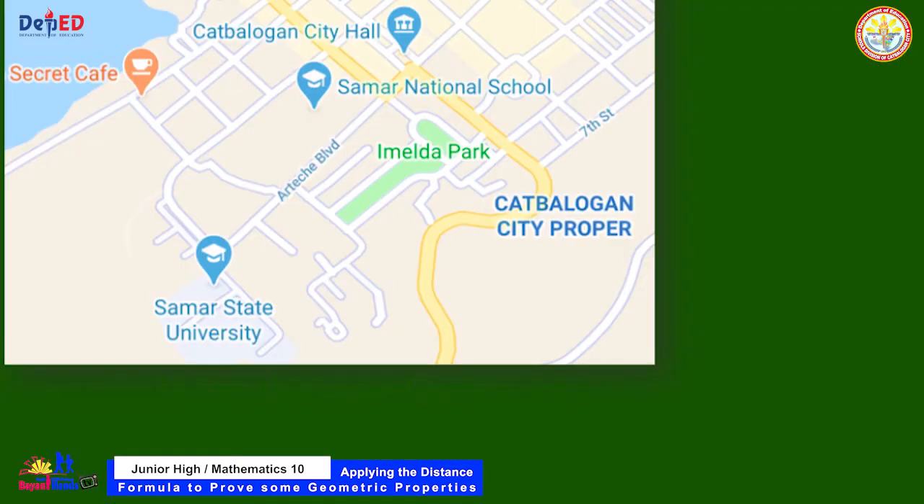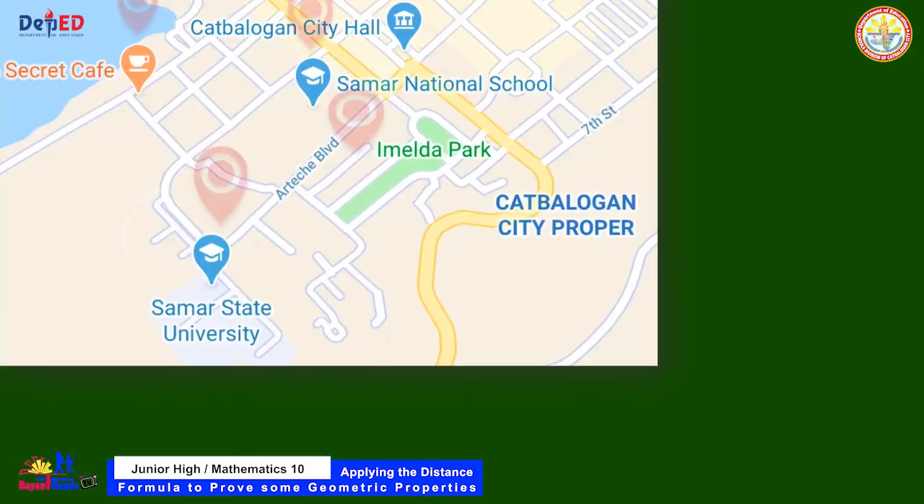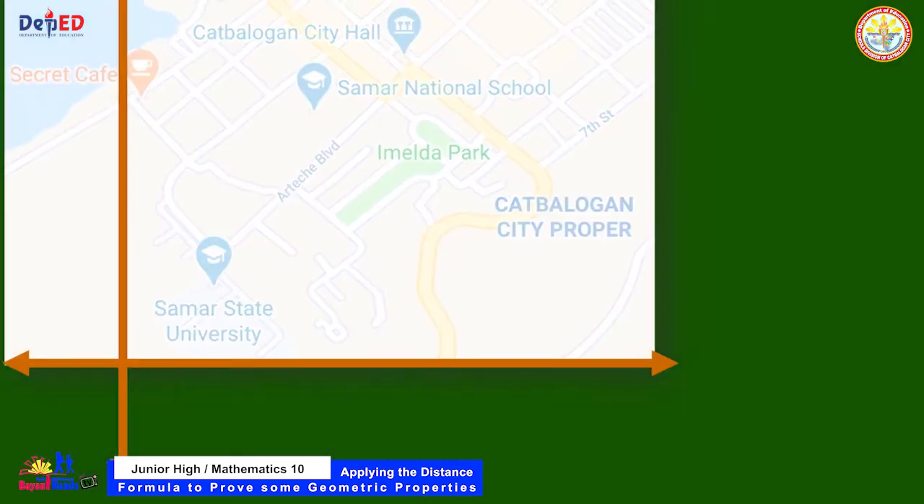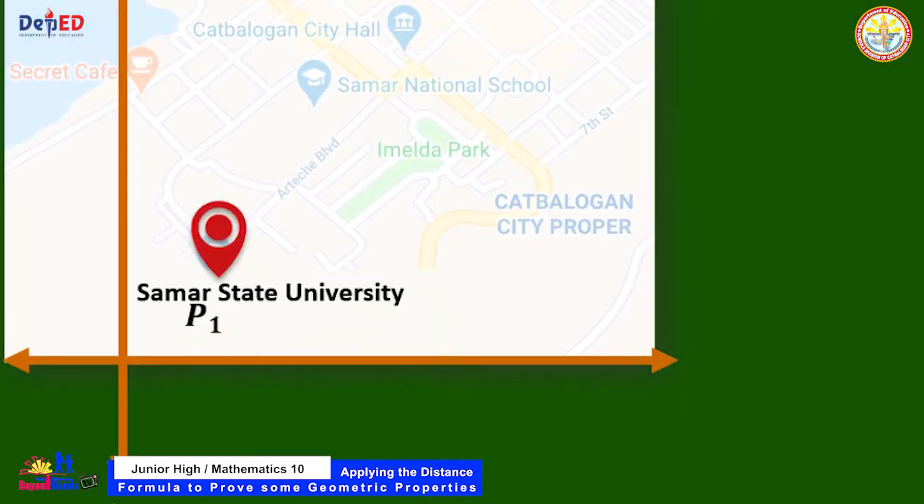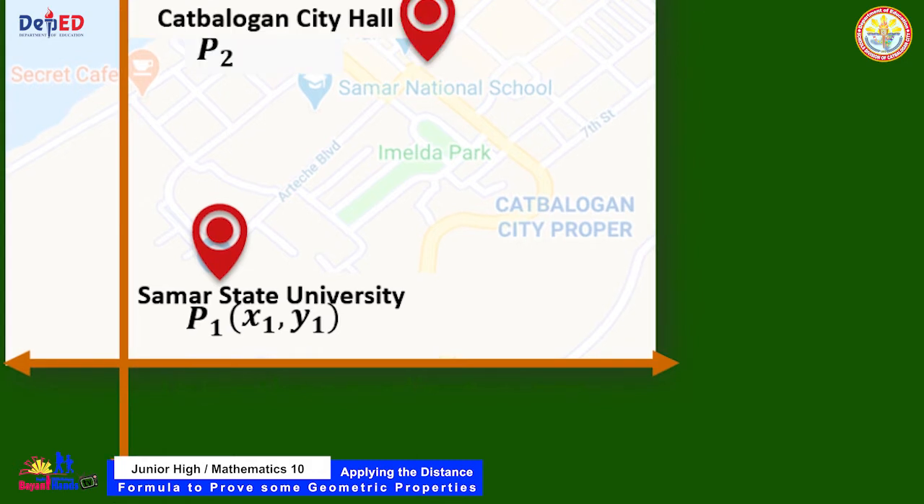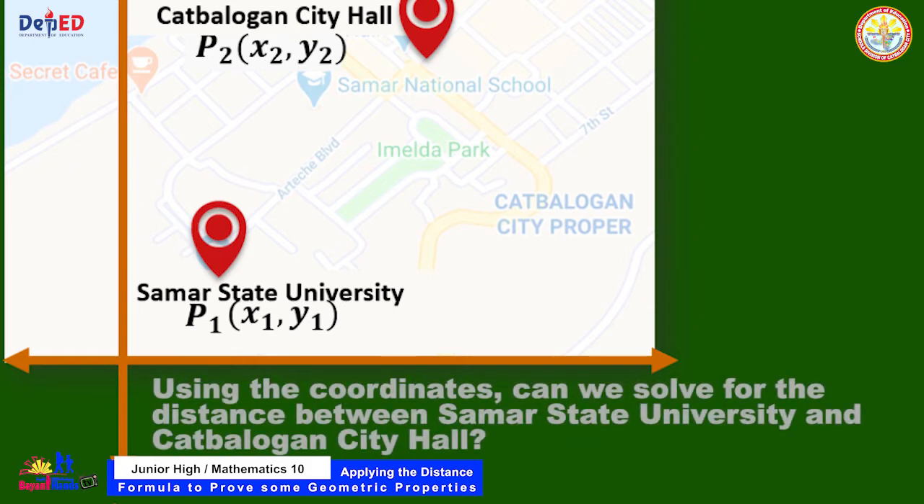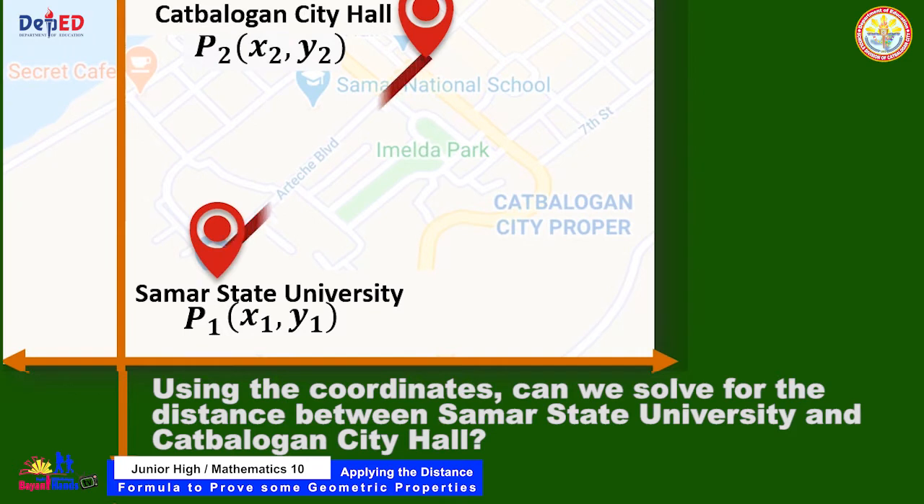Let us consider the map of Cabael City. Each and every destination found here in the map represents a point in the XY plane. For example, we can take Samar State University as our point 1, whose coordinates are x sub 1 and y sub 1. Similarly, we can take Cabael City Hall as our point 2, whose coordinates are x sub 2 and y sub 2. The question is, using the coordinates, can we solve for the distance between Samar State University and Cabael City Hall? The answer is yes.